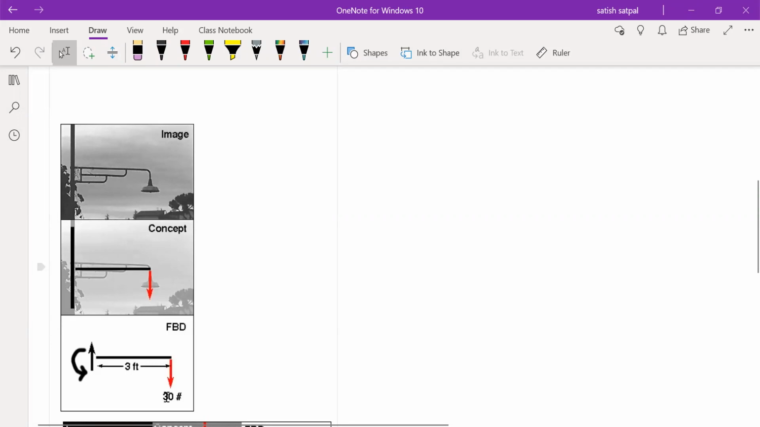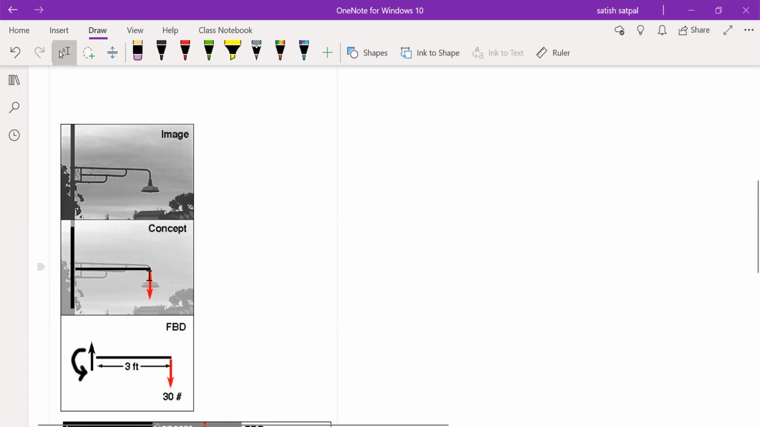This 30 newton load is acting here at this end. If we show only this load, will there be any equilibrium in this beam? No. To make that equilibrium, we have to represent the support reactions here, correct? Now, to balance this vertical force, there should be an equal and opposite force, and that force should be acting at this point.